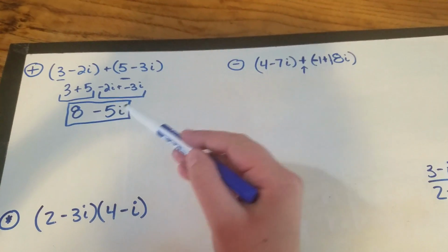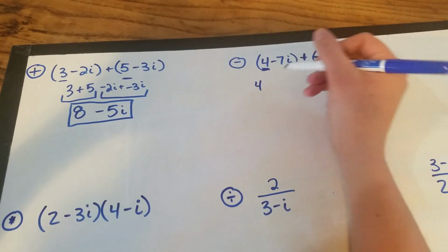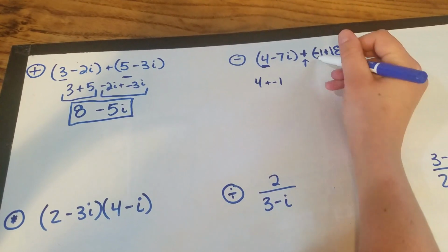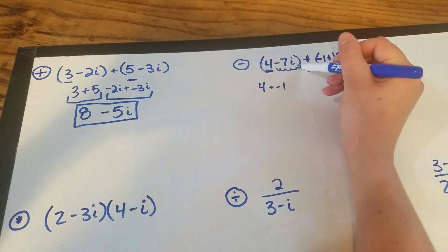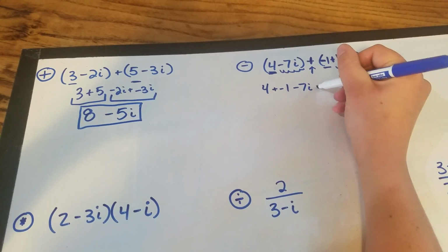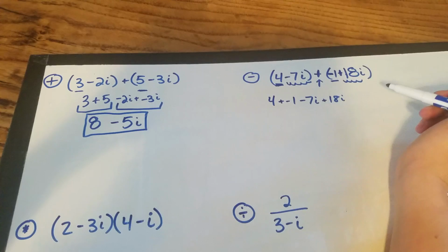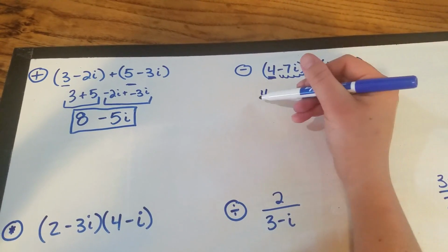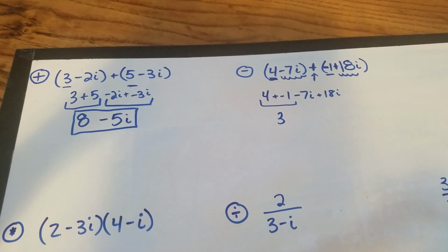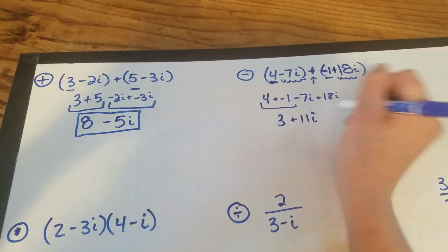Now it becomes just like the problem over here where you are combining like terms. So we have the real number of 4 plus the real number of negative 1. Okay, so those are your real numbers. And then you have your imaginary numbers of negative 7i and positive 18i. Again, because you changed that positive sign in the middle. So we'd have 4 plus a negative 1, which gives us 3. Negative 7i plus 18i gives us a positive 11i.